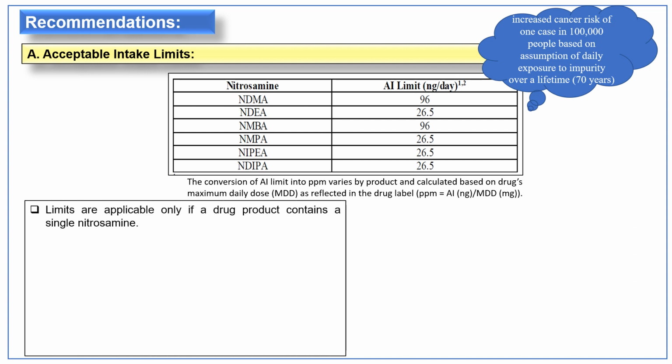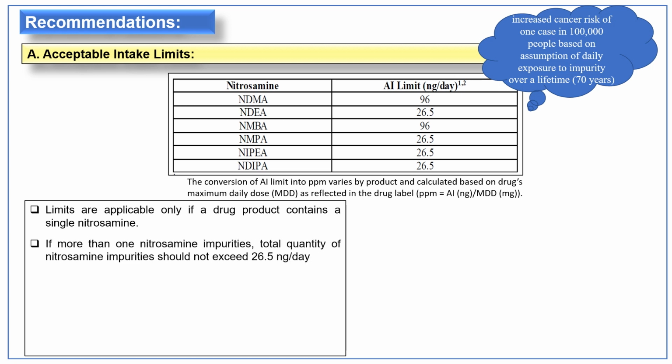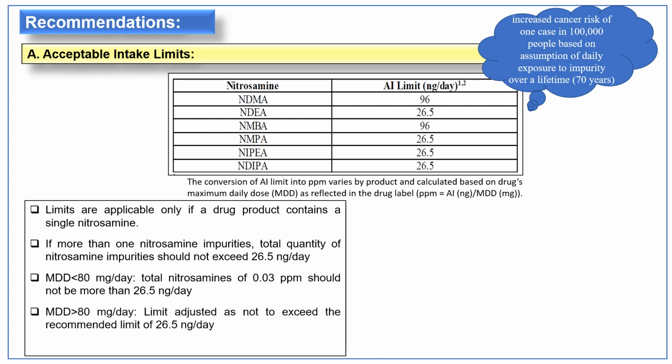Now, the limits are applicable only if a drug product contains a single nitrosamine of the above 7. If more than one nitrosamine impurity is present, the total quantity should not exceed 26.5 nanogram per day. If the maximum daily dose is less than 80 milligram per day, the total nitrosamine of 0.03 ppm should not be more than 26.5 nanogram per day. And if the maximum daily dose is more than 80 milligram per day, the limit should be adjusted not to exceed the recommended limit of 26.5 nanogram per day. If nitrosamines without published limits are found, then ICH M7 should be used.